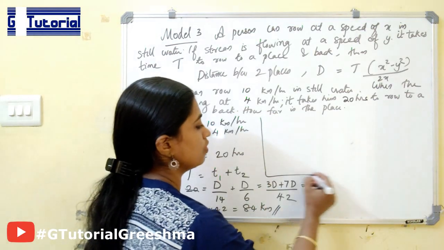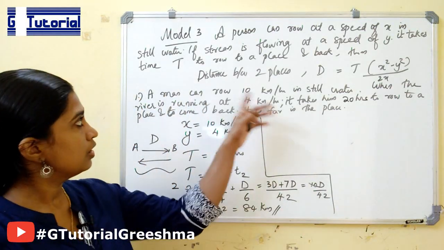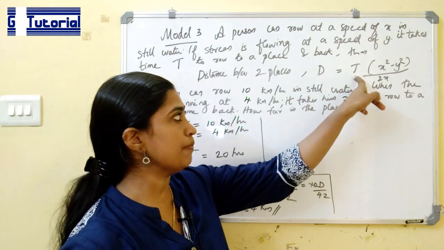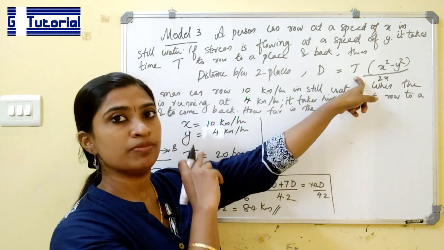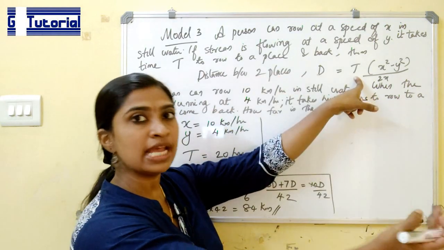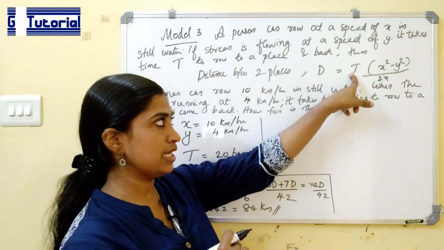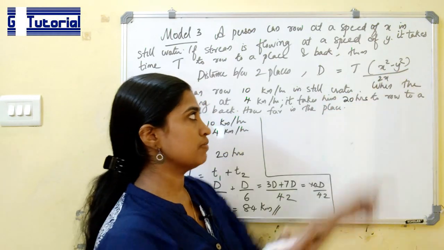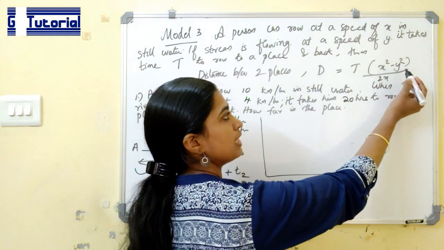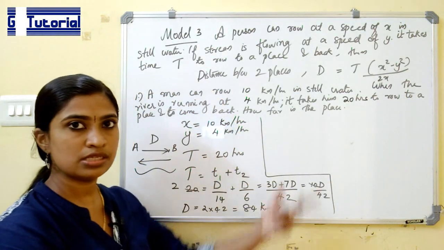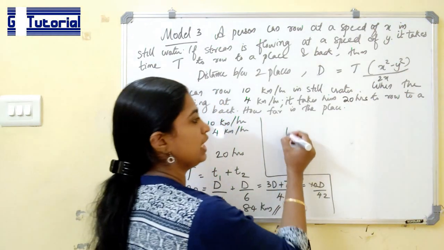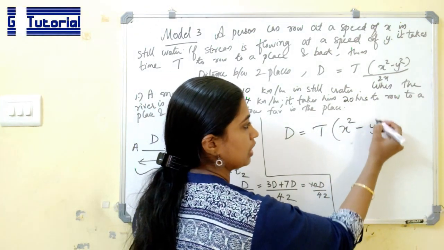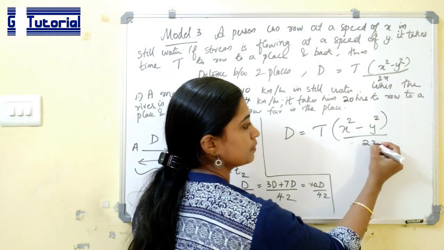Now, we can see how the shortcut comes. The distance between two places is given by D, which is equal to the total time taken to move from the place to the other place and to come back. The total time is T, x is the speed of boat and y is the speed of stream. So D is equal to T into (x square minus y square) by 2x. This is the direct formula.